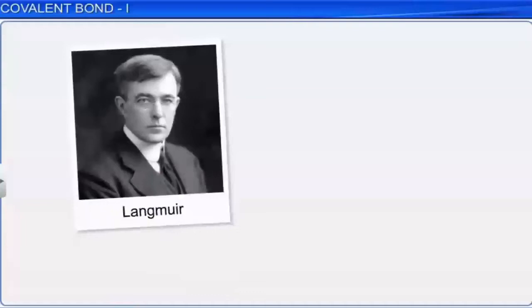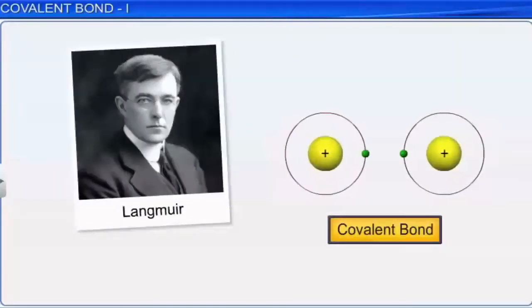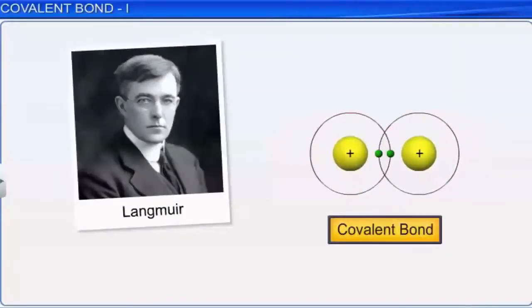Langmuir refined the Lewis postulates and introduced the term covalent bond. The bond formed by the mutual sharing of electrons between the combining atoms of the same or of different elements is called a covalent bond.